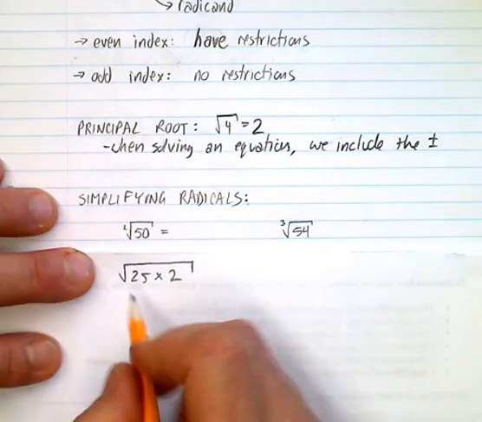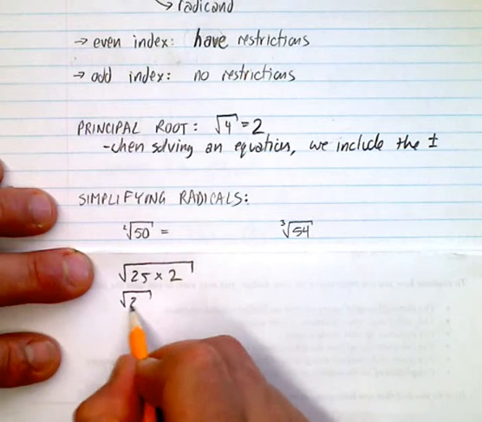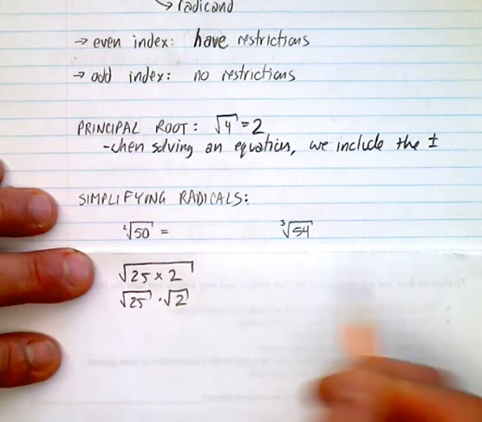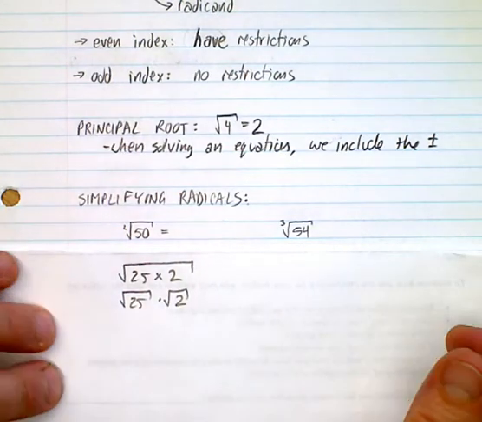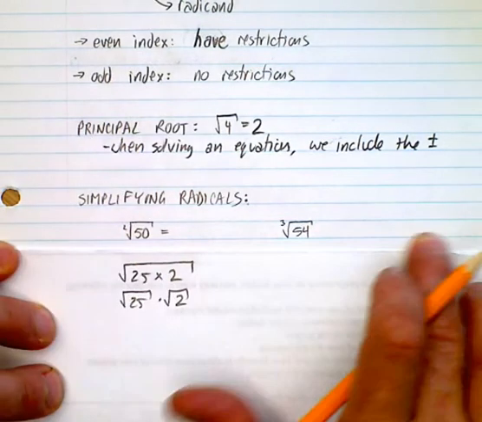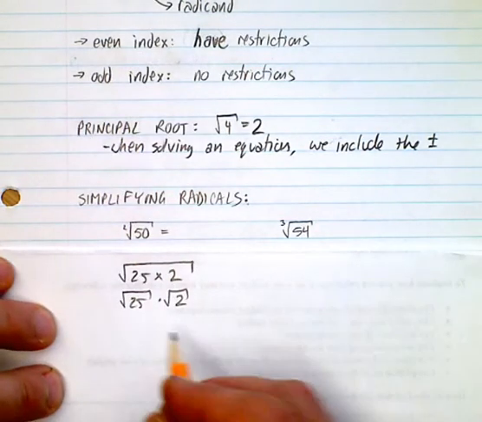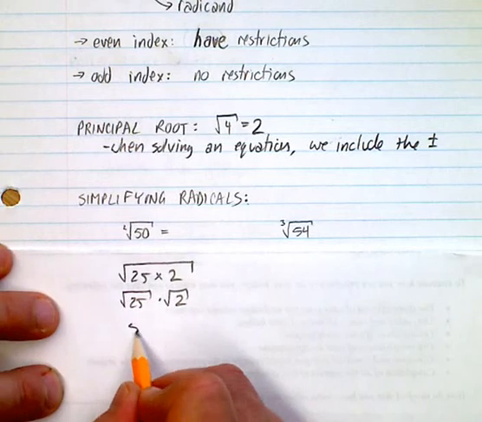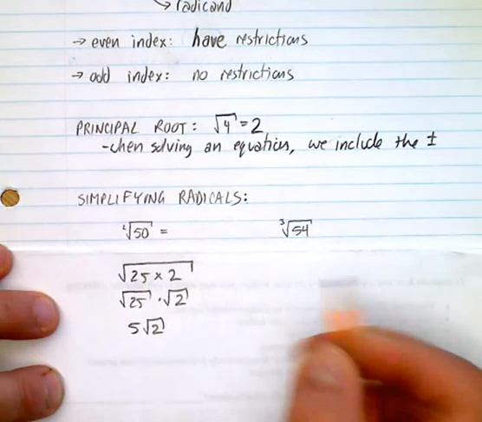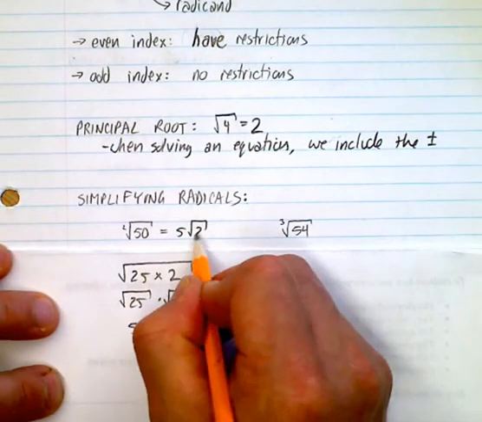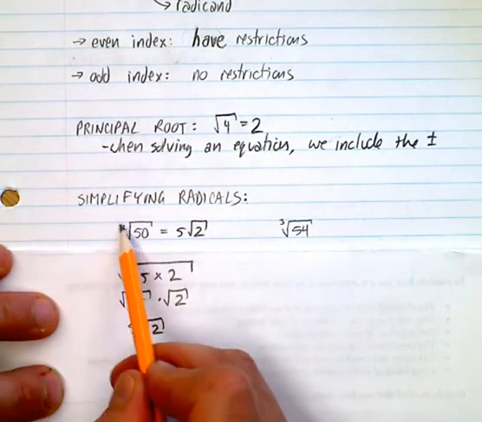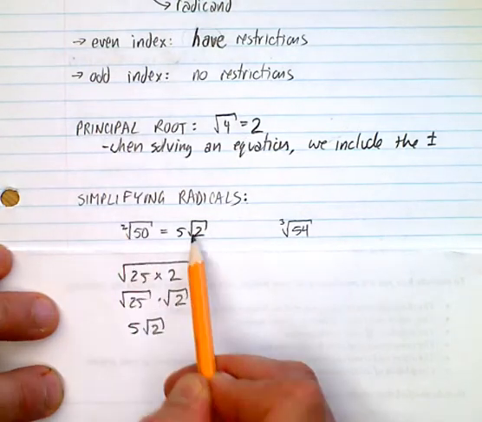And if we break this up, we're allowed to break them up because it's multiplication. Again, addition would be different, but with multiplication, we can actually split them up. The square root of 25 now becomes 5, and the square root of 2 just stays like that. So this is an entire radical, and this is what they call a mixed radical.